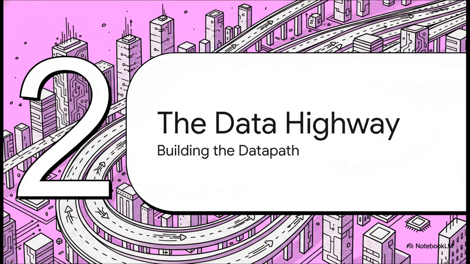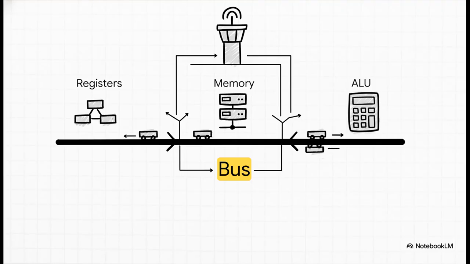All right, with the rules of the road firmly in place, we can finally start building our digital city and its highway system, the Datapath. This is the physical network of wires and logic gates that data actually travels through. This is the perfect analogy. Just imagine our Datapath is a massive railway switchyard. All our data moves around like little trains between different stations.